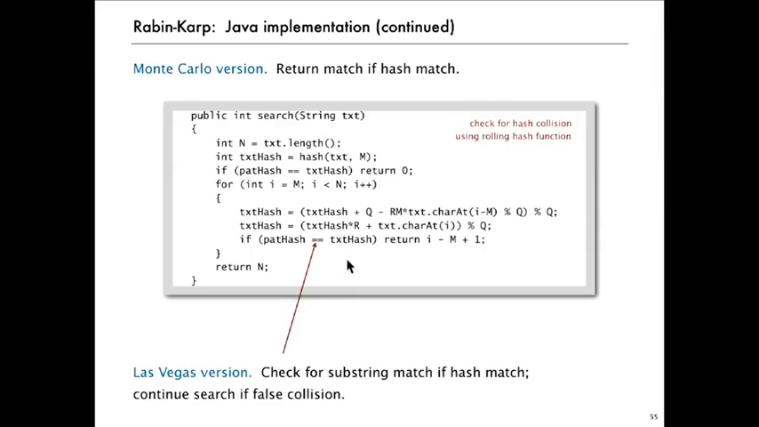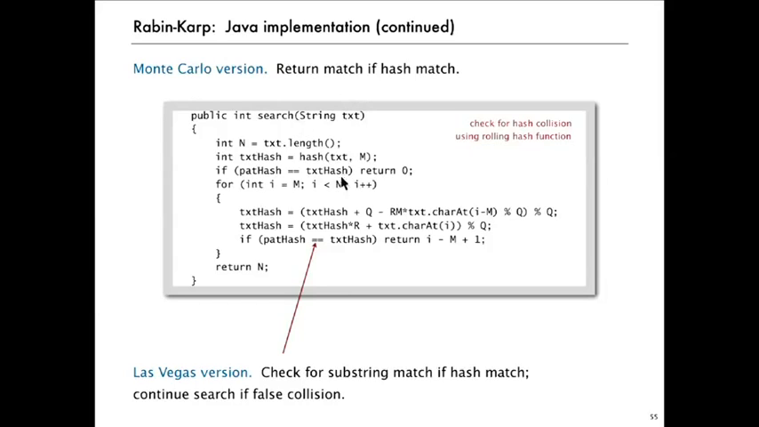Now, this is an introduction to the idea of randomized algorithms. There are two ways to proceed from here. One way is called the Monte Carlo version, where we guarantee that the algorithm is going to be quick, but with low probability it might get the answer wrong.